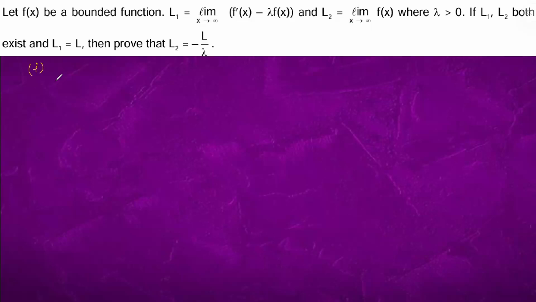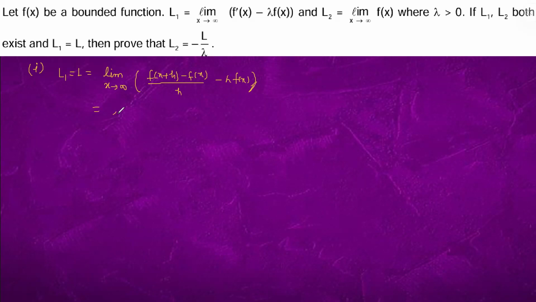So we are given that L1, which is also L, is what? Limit x tending to infinity, f dash x could be written as (f(x plus h) minus f(x)) upon h minus lambda f(x). We are given that when x is tending to infinity, f(x) is some finite term.